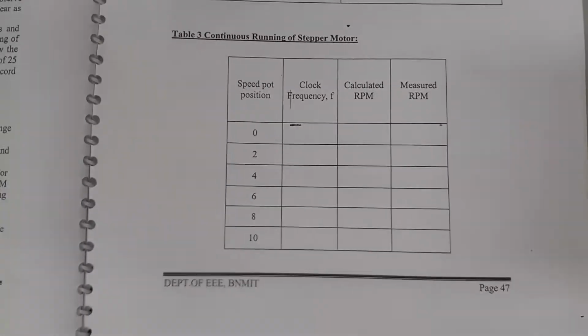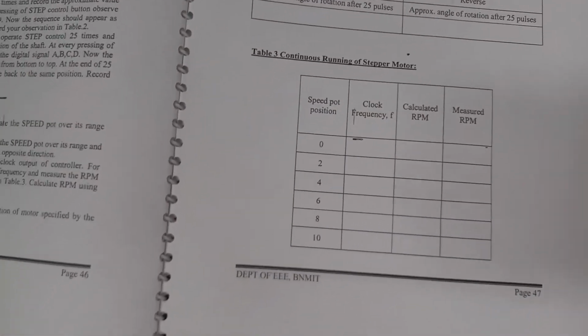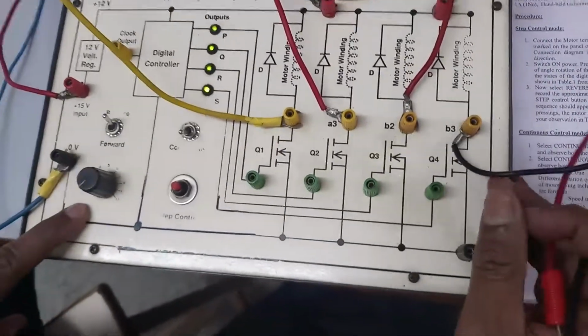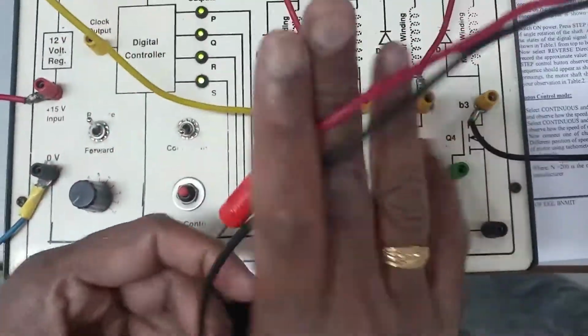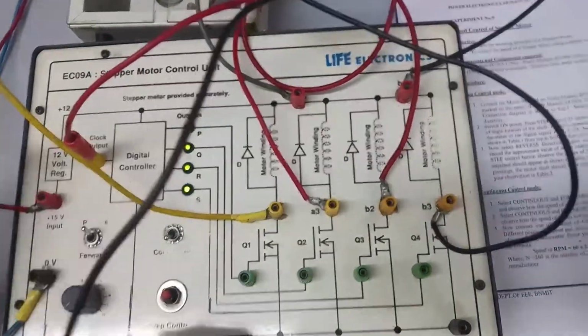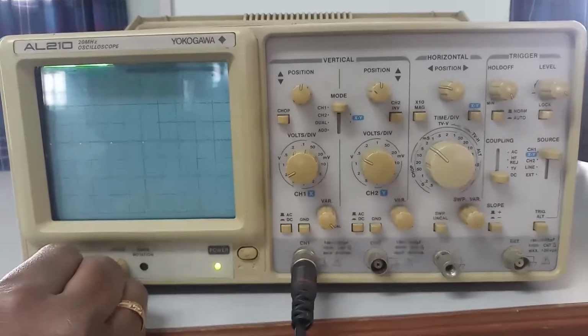Let us go for a continuous running of the stepper motor. Now I'll set the continuous step speed control knob to 0. 0 is the point I have taken. Then I am going to measure the clock frequency from the clock output knob and the common point here. You can see it in the CRO. Let me increase the intensity.